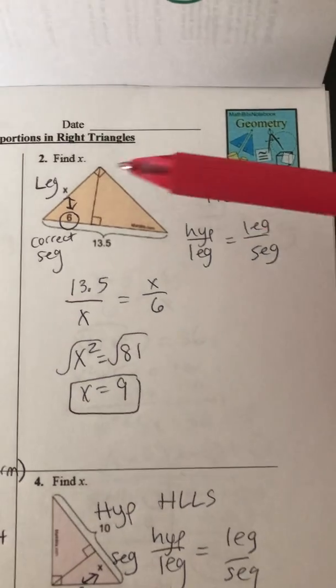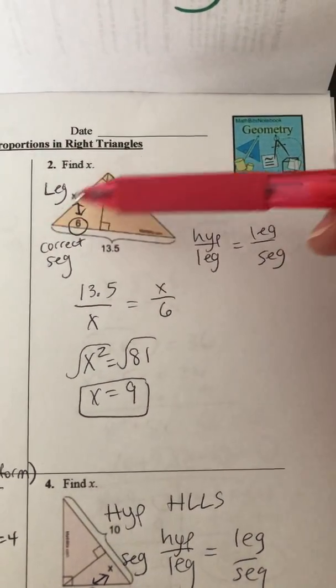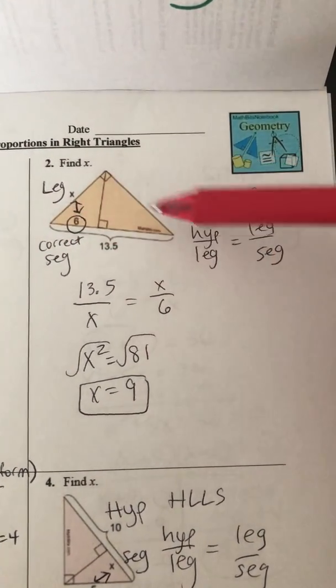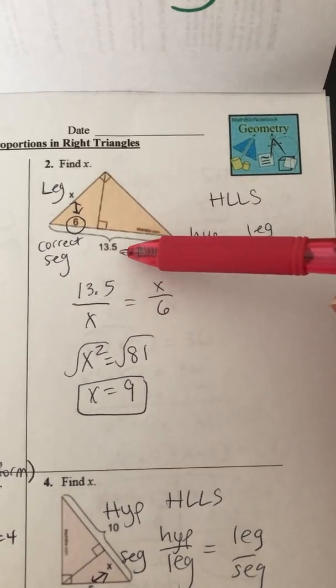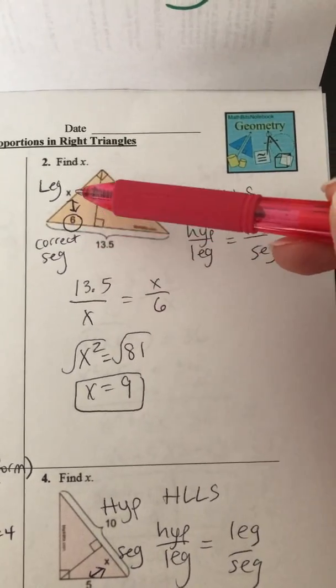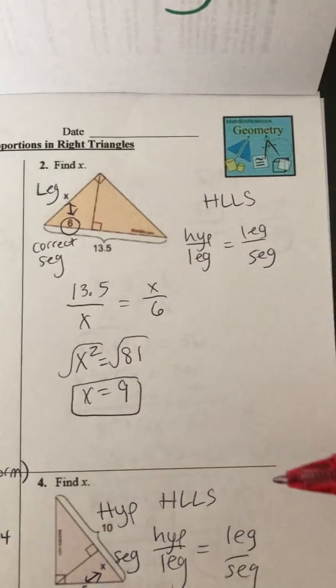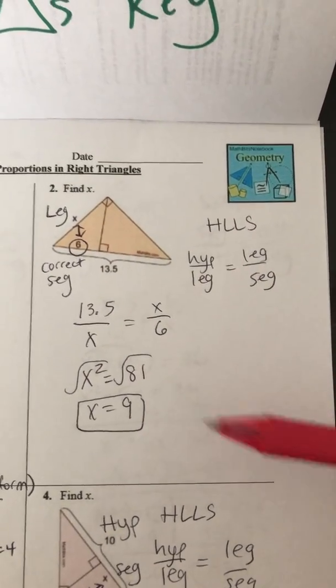On the next question, our X is labeled on the leg of the large right triangle. The hypotenuse is at the bottom, that's the 3.5, and 6 is the matching segment. That's the correct segment to use in HILLS. So here's the setup and the answer.